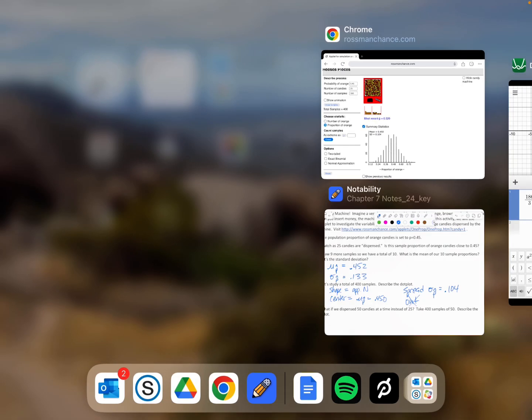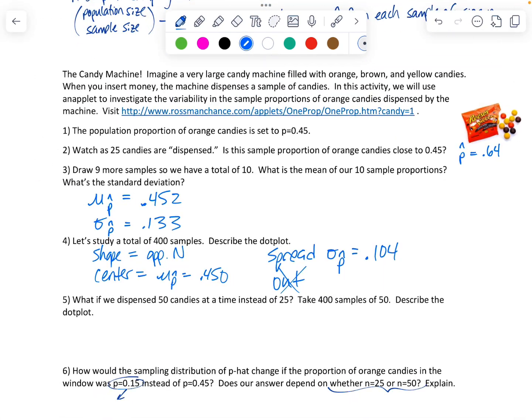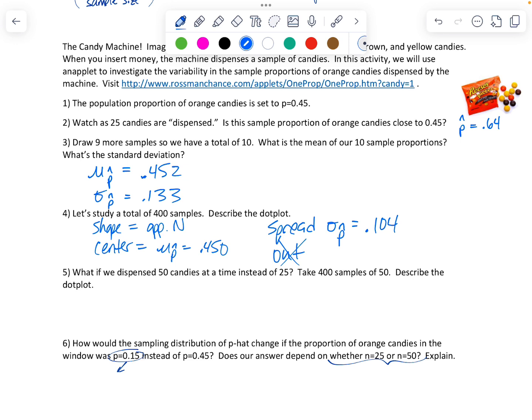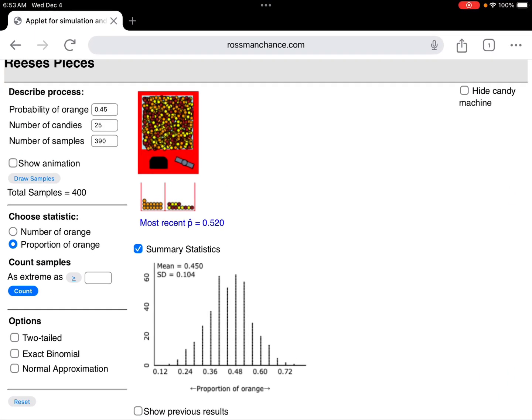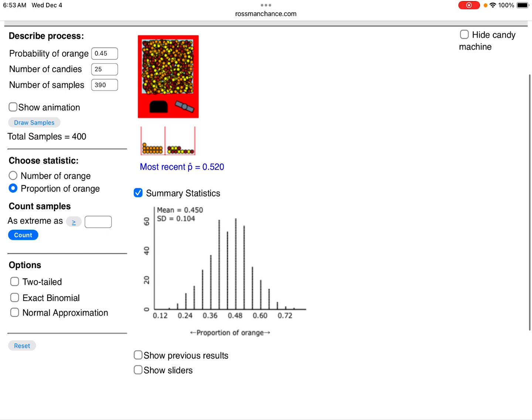So that is kind of cool, kind of what we did in class yesterday with the cards, but with a fun little candy machine. What if we dispensed 50 candies at a time instead of 25? 50 instead of 25. Okay, so increase your sample size, decrease your what? Spread. Let's see what 400 samples of 50 looks like, and let's compare. We're going to describe the dot plot. So I'm going to clear this. How do I clear this? Reset way at the bottom.